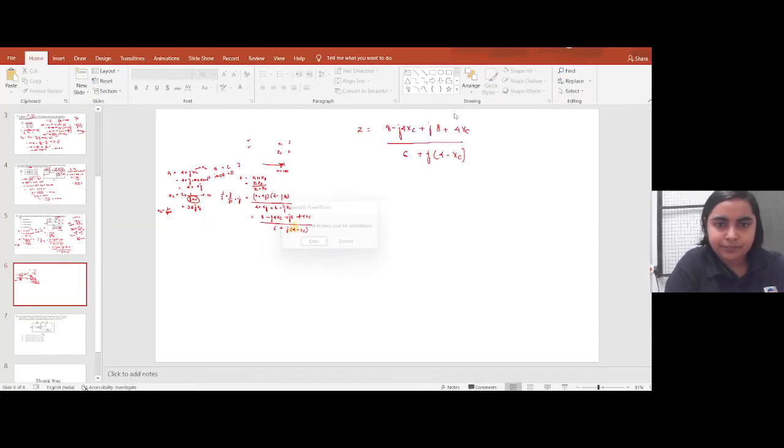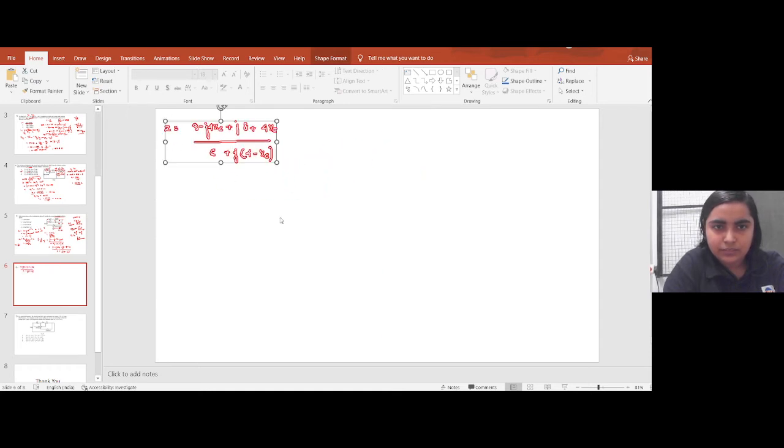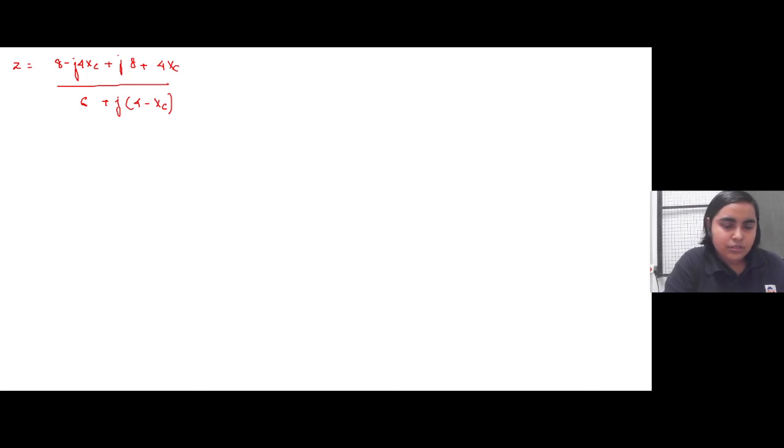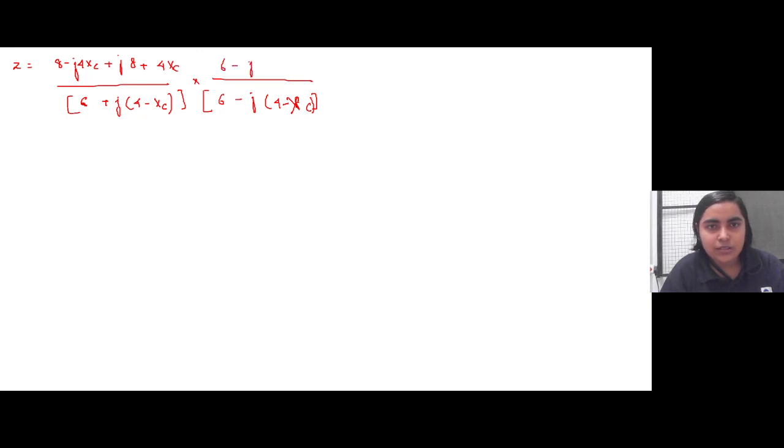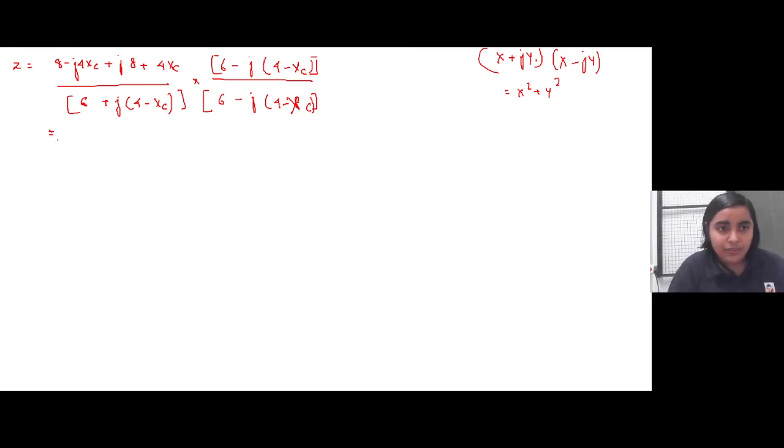Okay. So in order to separate out the denominator, we will multiply the numerator and denominator by 6 minus j into 4 minus xc. We all know x plus jy into x minus jy is equal to x square plus y square, right? So let us just simplify this. The denominator will be 36, that is 6 square, plus 4 minus xc whole square.